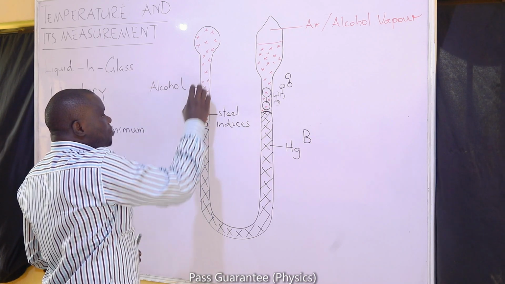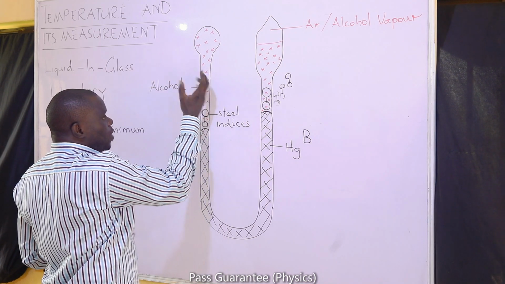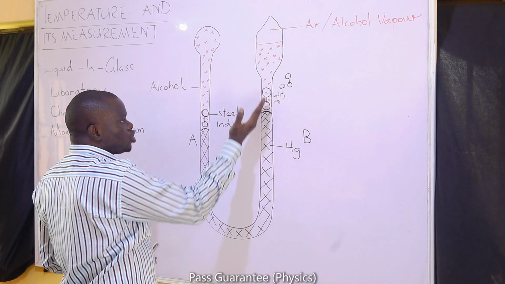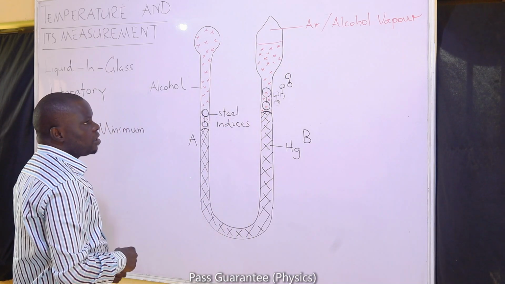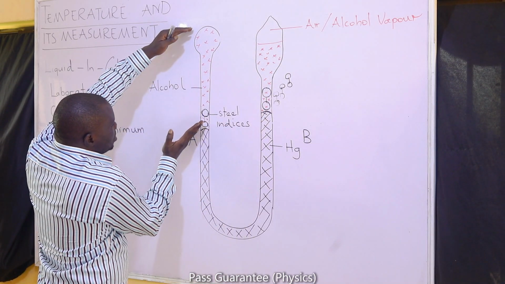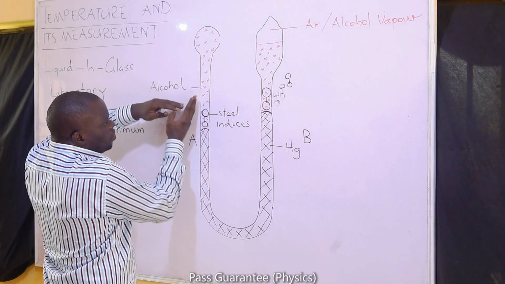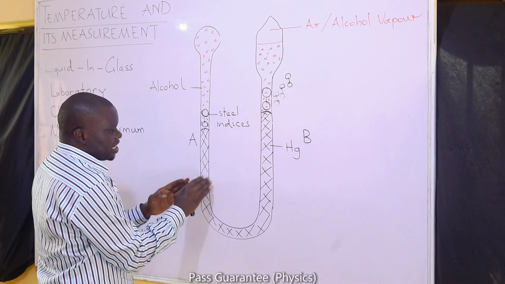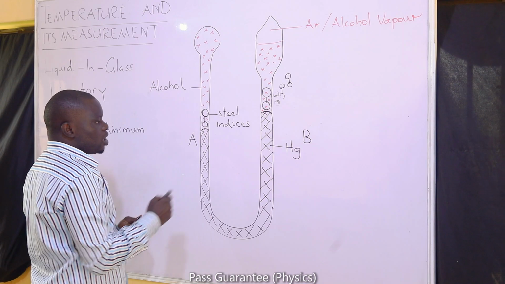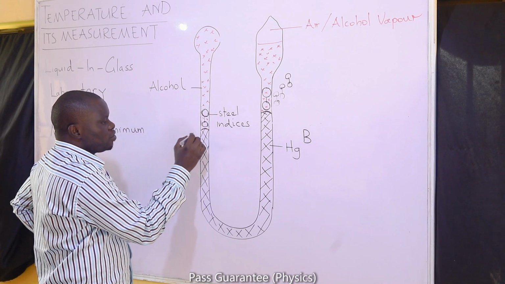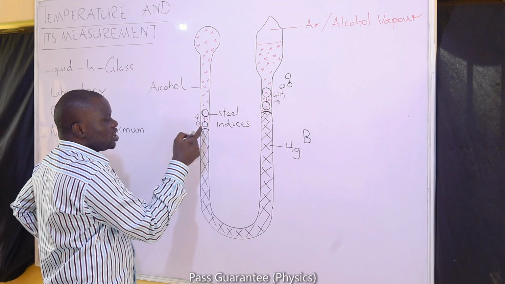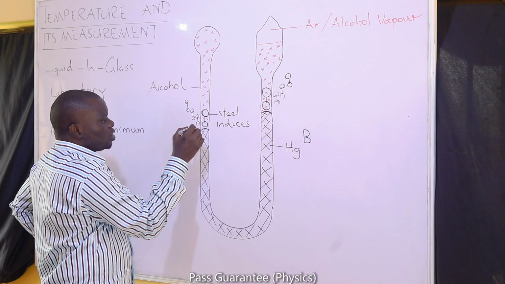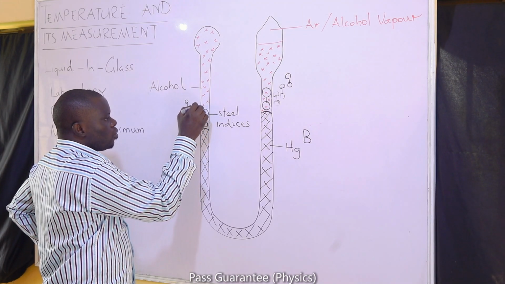If the alcohol in this arm contracts, while at the other time when you increase the temperature it will expand, so it pushes down this mercury, and this mercury will also push down the alcohol and the steel index on this arm. But when it contracts, it reduces the space available. When the space available for it reduces, then the mercury here will move up. The mercury here will move up, and as the mercury here moves up, it pushes the steel index upward to measure lower temperature.